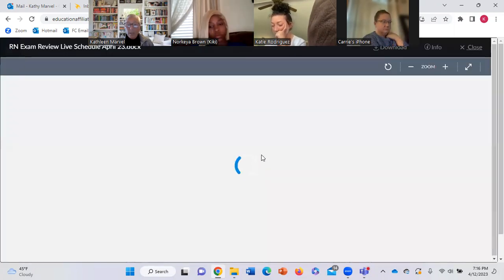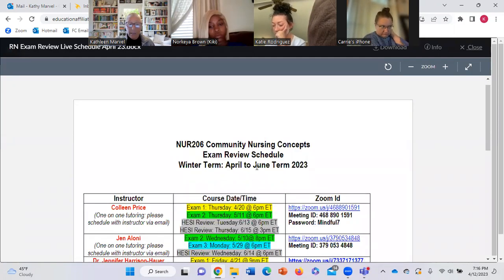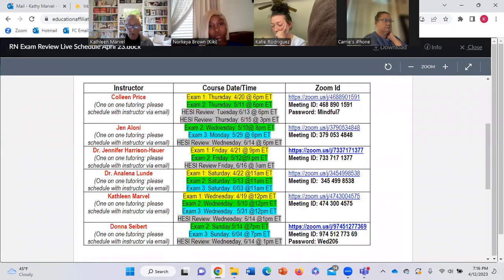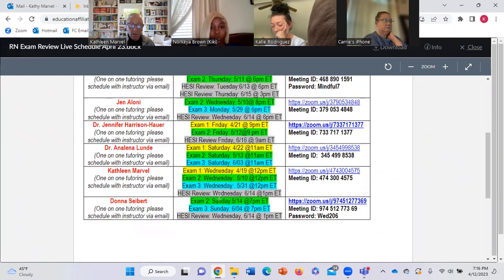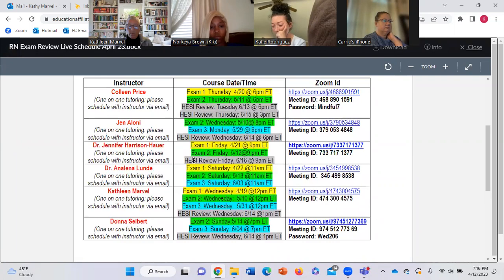For example, next week, if you have a look at this, exam 1 is in yellow. There are 4 exam reviews for next week: Wednesday, Thursday, Friday, and Saturday. Here are all the Zoom codes for all the different professors. You can attend 1, you can attend 4.